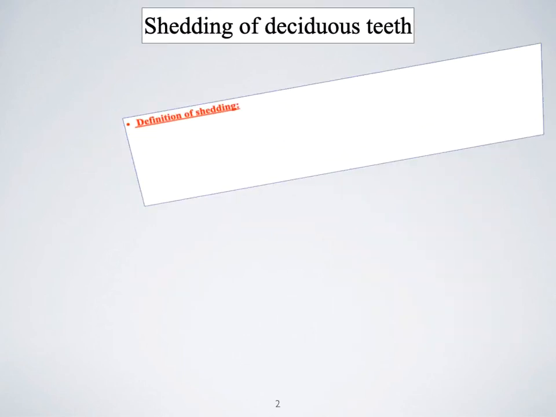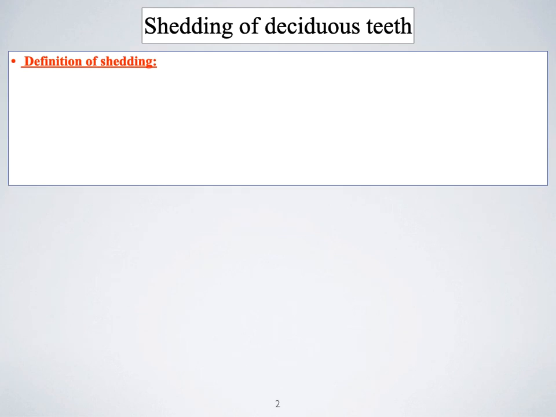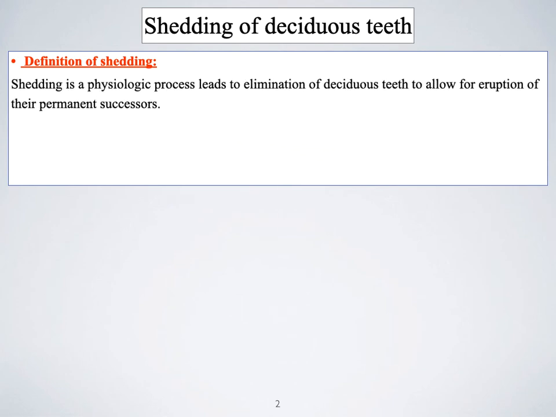What about the definition of shedding of deciduous teeth? Shedding of deciduous teeth is a physiologic process that leads to elimination of deciduous teeth to allow for eruption of their permanent successor.